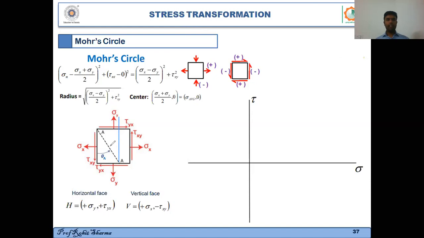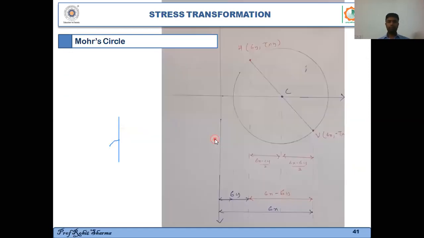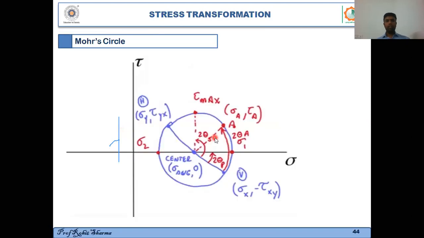so if this angle is theta A, then this angle will also be theta A. And if I rotate this vertical face anti-clockwise by an angle of theta A, then I'll get this plane AA. So in order to get the plane AA, I'll have to rotate the vertical face anti-clockwise by an angle of theta A. Again anti-clockwise, and we will consider this as a reference.